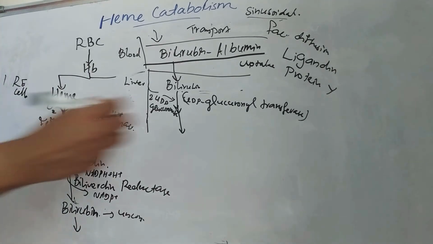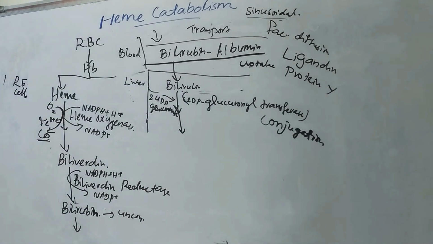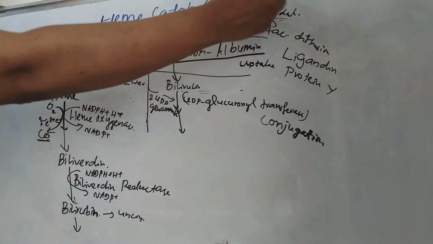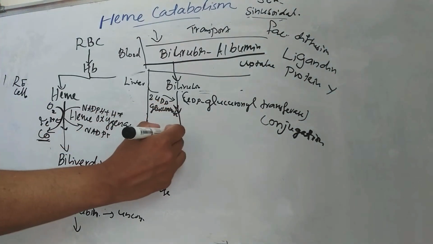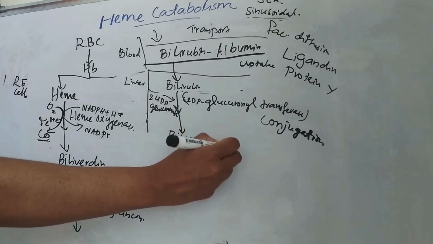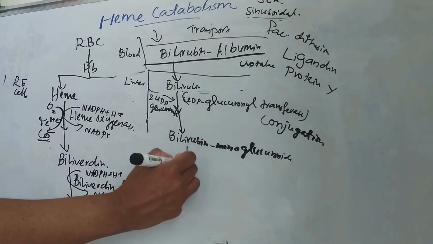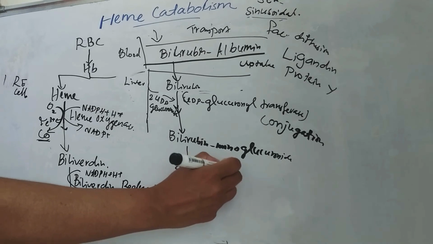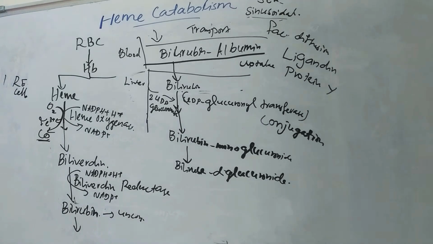This is known as conjugation. So next step is conjugation. And this conjugation takes place in smooth endoplasmic reticulum of liver cells. So here it first forms bilirubin glucuronide, and then bilirubin diglucuronide: bilirubin monoglucuronide and bilirubin diglucuronide.